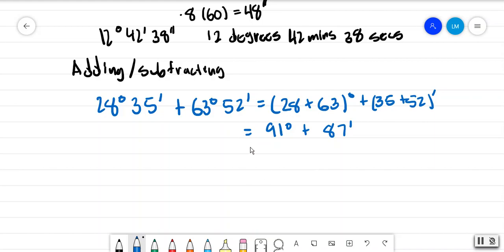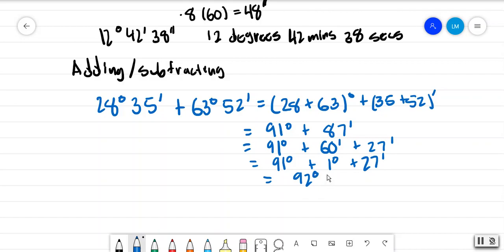But as it relates to degrees, minutes, and seconds, notice that it's over 60. That means you can just borrow or carry, if you want to look at it like that. So you have 91 degrees, and we break this down into 60 minutes plus 27 minutes. Now, 60 minutes is actually just 1 degree, so you have 91 plus 1 degree plus 27 minutes, and that equals 92 degrees and 27 minutes.